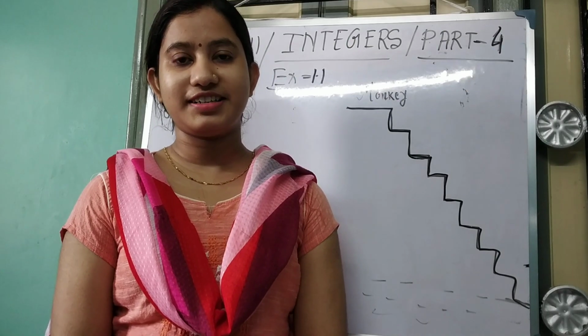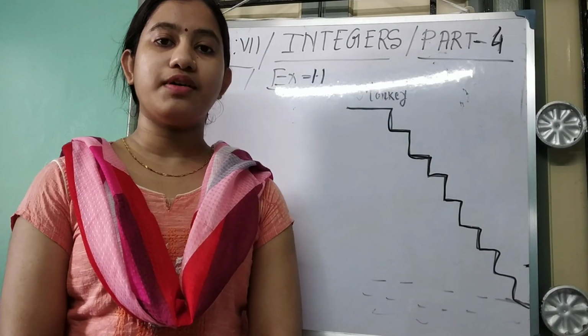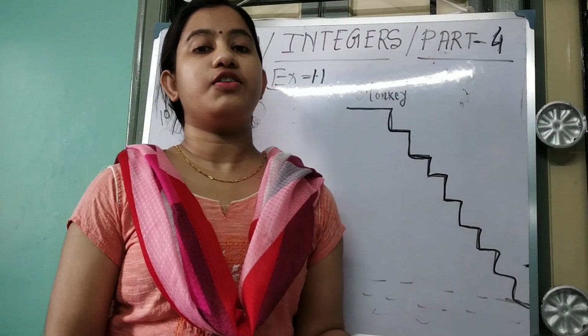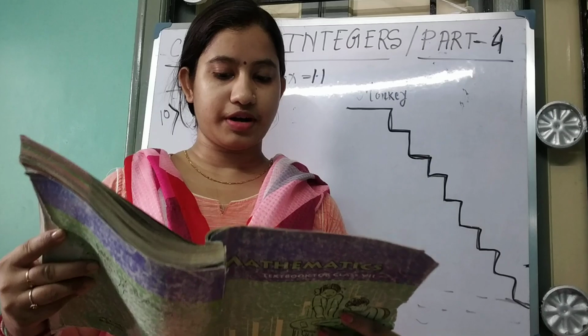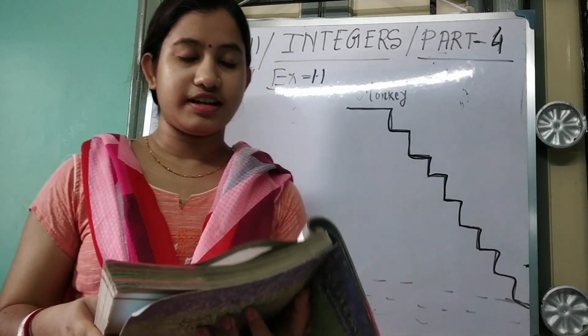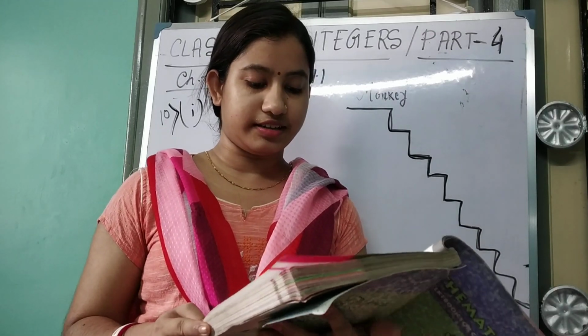This is your mathematics class and this is part 4, chapter 1, exercise 1.1. So today I will continue this exercise number 1.1, math number 10. Here it says 10.1: a water tank has steps inside it.